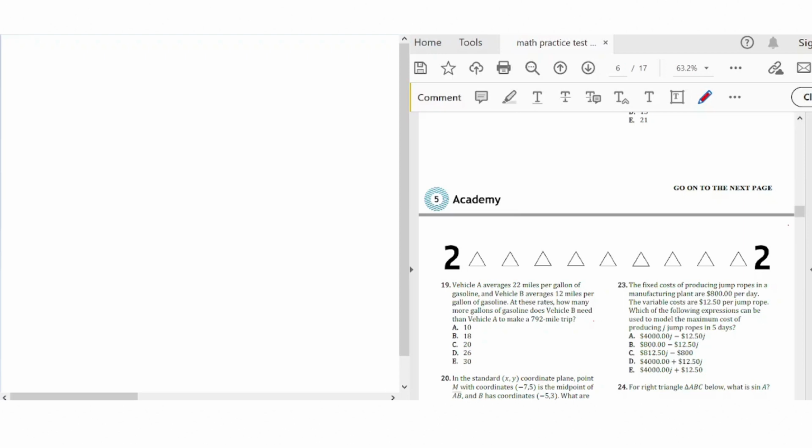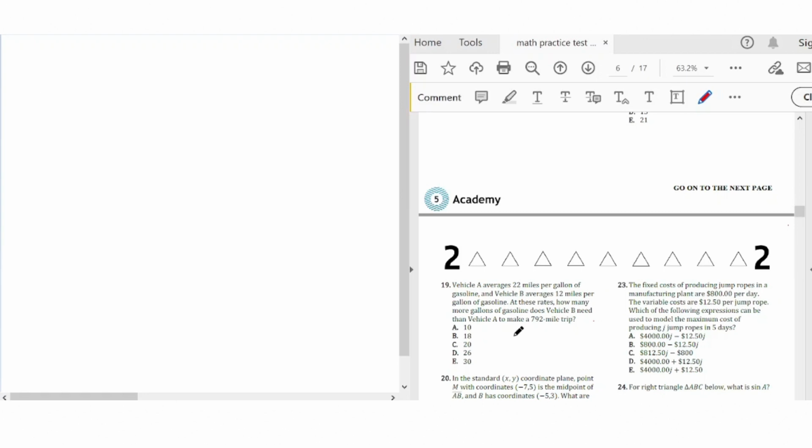All right, looking at number 19, we have a mileage problem. Vehicle A averages 22 miles per gallon. Vehicle B averages 12 miles per gallon. At these rates, how many more gallons of gasoline does B need than A to make a 792-mile trip? All right, we can write these ratios out to solve for the number of gallons.